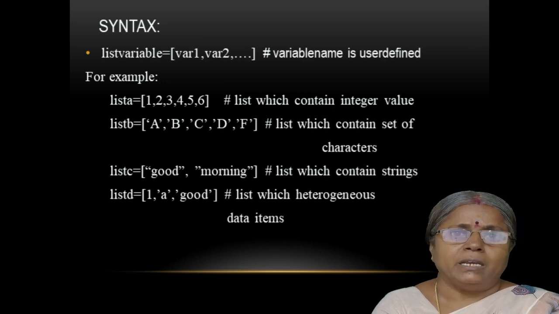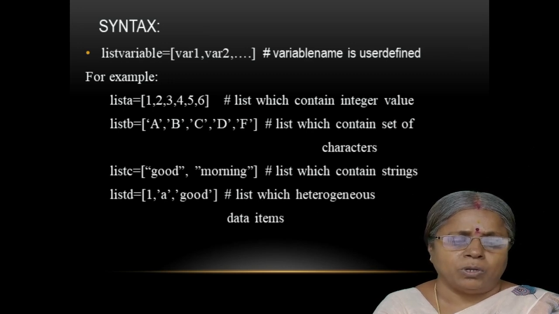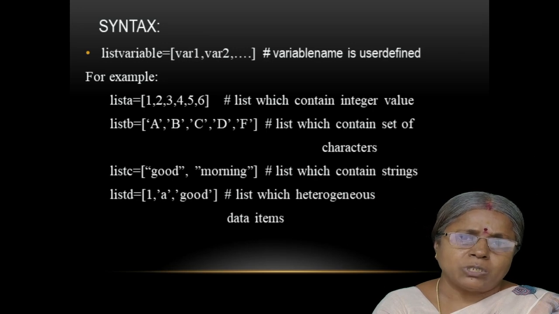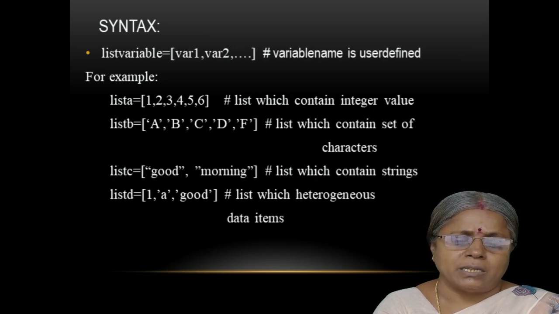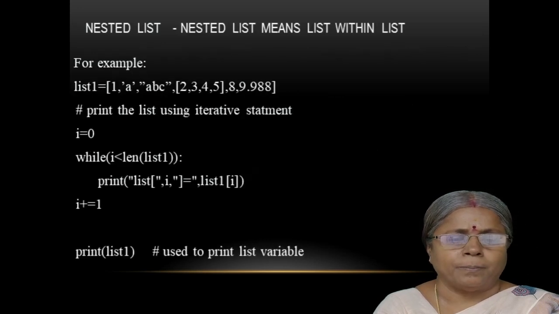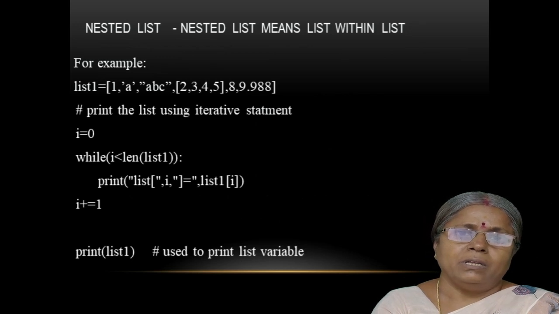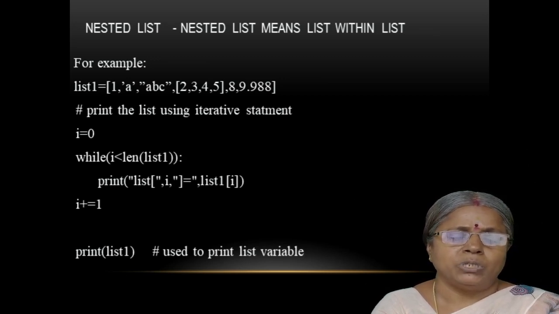We can create a list with a collection of strings. List C is a collection of strings, that is, good and morning. We can store a collection as a list of heterogeneous data items. The variable list D contains a numeric value, character and string. We can create a nested list also. Here is an example. For example, list 1 contains number, character, alphabet. The fourth position contains a set of list values.